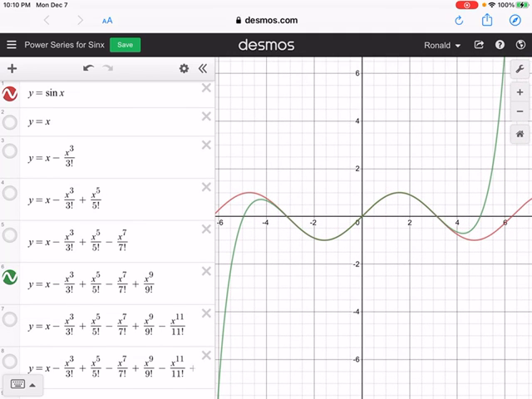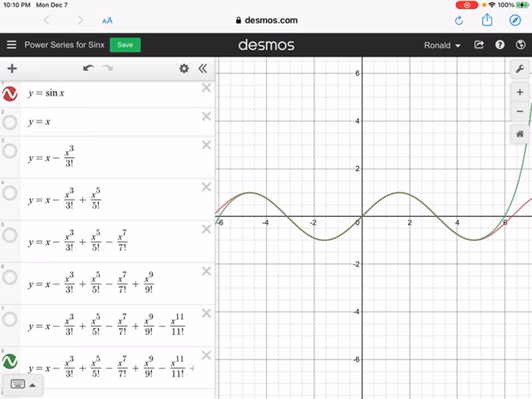So you can see what's happening here. As we add more and more terms to the Maclaurin polynomial, we're getting a better and better approximation of the sine function over a greater and greater interval. Finally, taking up to this last one, so we have the first 6 terms of the Taylor polynomial. It looks like it's a pretty good approximation over the interval from about plus or minus 5.